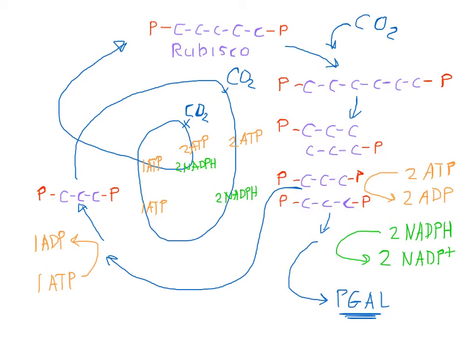It's really not complicated. Our little 3-carbon friend over here picks up a carbon dioxide molecule and becomes 4-carbon. And then it goes around again and picks up another carbon dioxide molecule and becomes 5-carbon, which is exactly what we need to make Rubisco.